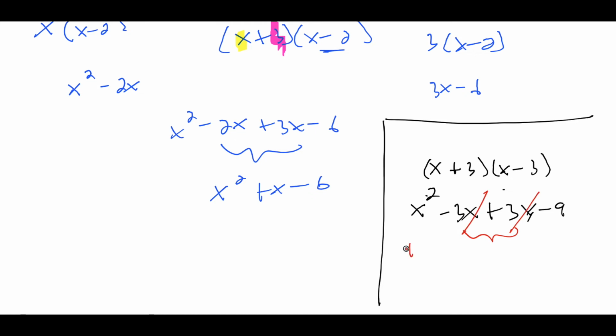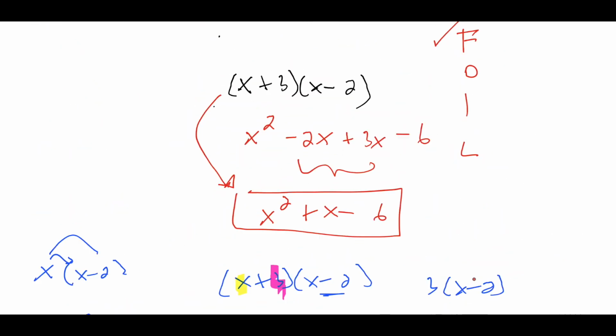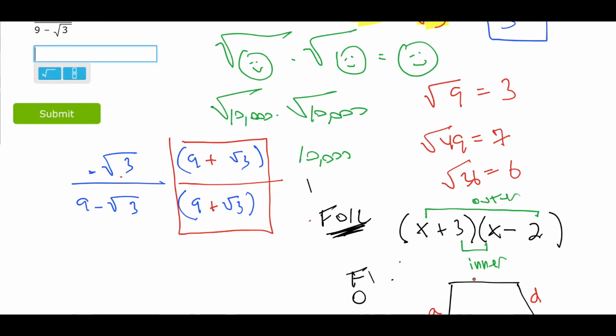So if this is first, outside, inside, last, you really just needed to do your first and last. And you didn't have to do any of that other stuff. So you can just go, first, that's x squared. Last, that's negative 9. These guys up here are conjugates, so you just have to do the first and last. So how do you do that with this one?